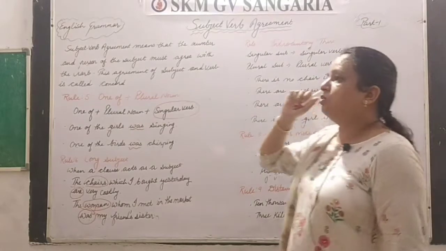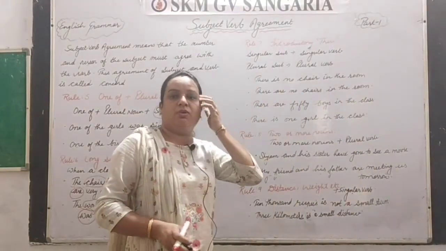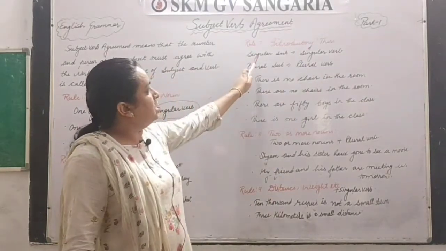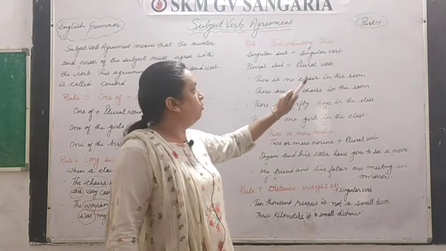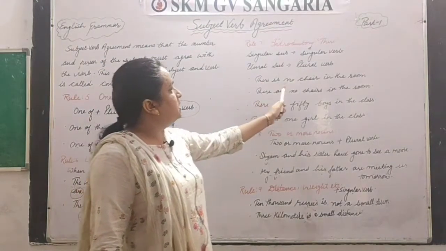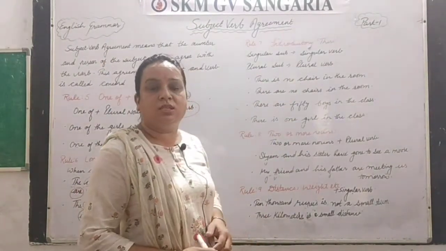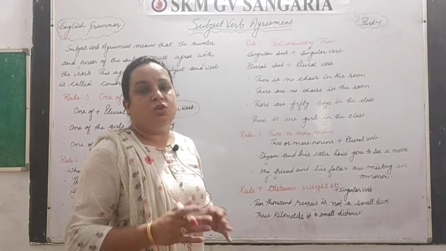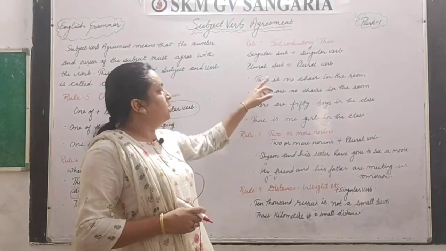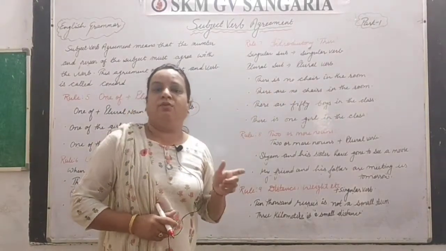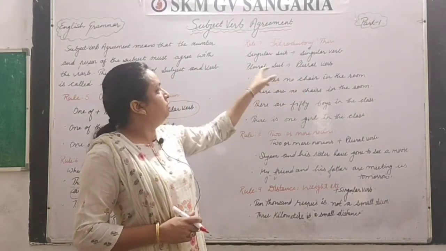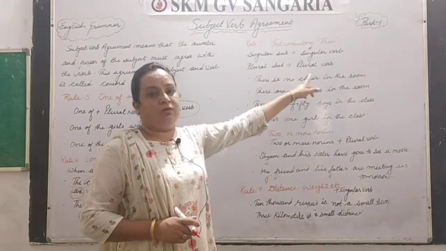Rule number 7, when there is an introductory word, the starting word of a sentence, there. When the singular subject is there, you have to use a singular verb. When a plural subject is there, you have to use a plural verb. Let's see the examples. There is no chair in the classroom. It is not necessary that whenever there is the word there, you have to use only plural or singular. It depends on the subject. If it is singular, then you have to use a singular verb. If the subject is plural, in that case you have to use a plural verb.